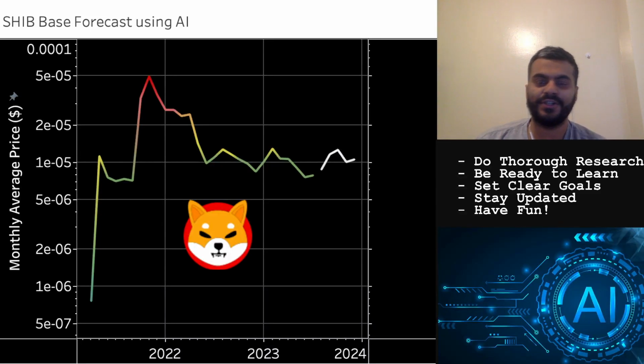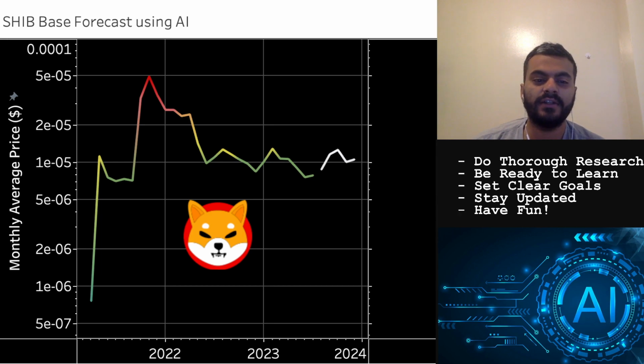My name is Josh, and today let's cover Shiba Inu and its token SHIB, and let's do an AI-based forecast for the base case, bull case, and bear case for Shiba Inu starting August and ending in December of 2023, using AI technique ARIMA, and machine learning technique LSTM, and statistical measures such as z-score and standard deviation.